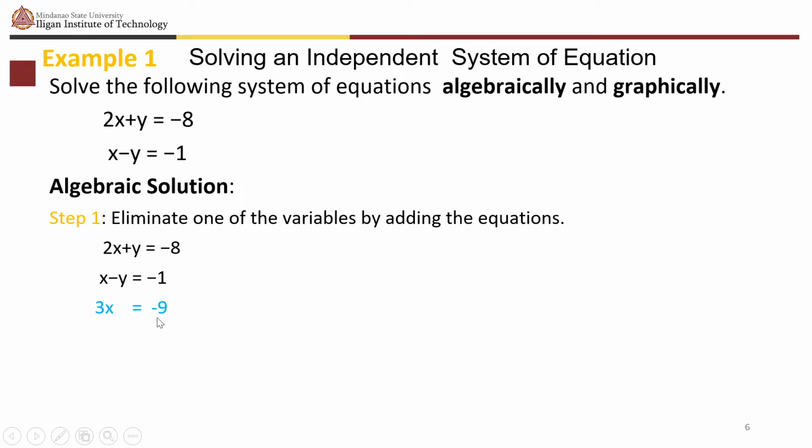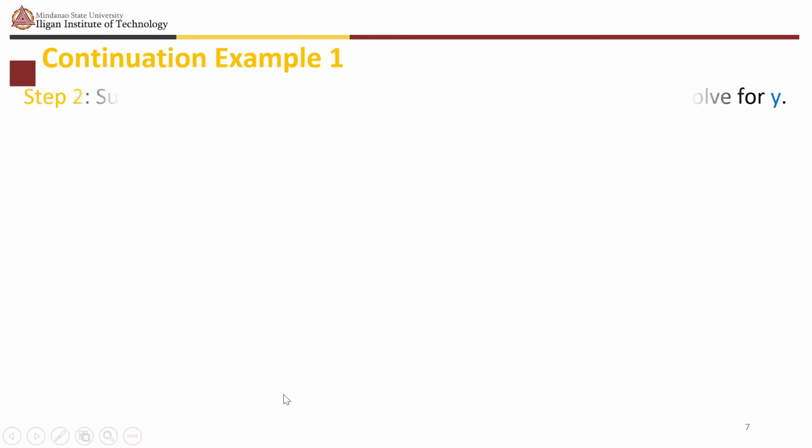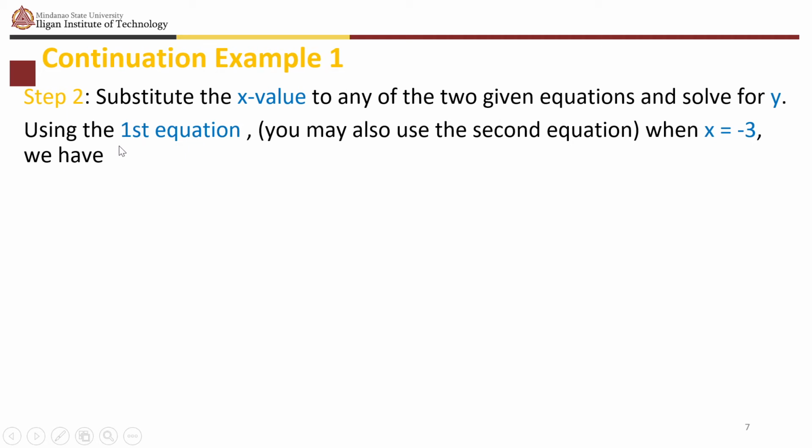Then we divide this equation by 3. So we will now have the following result. 3x equals negative 9 would be x equals negative 9 over 3, meaning to say x is equal to negative 3. Now, because there are two variables, we still have to solve for the value of y. And how do we do that? We substitute x equals negative 3 and solve for y. We substitute the x value and then solve for y. We try to use the first equation, but we can also use the second equation.